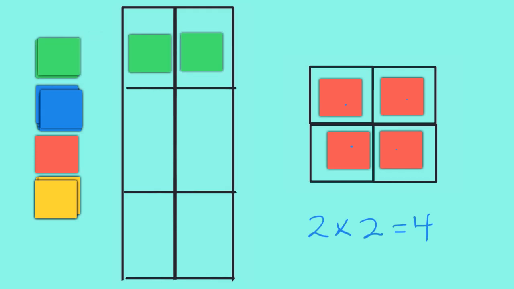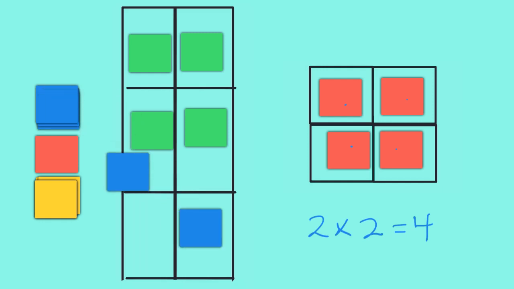Do a row of 2 tiles. We'll do another row of 2 tiles. And let's just go ahead and do another row of 2 tiles. Don't worry about the different colors right now.